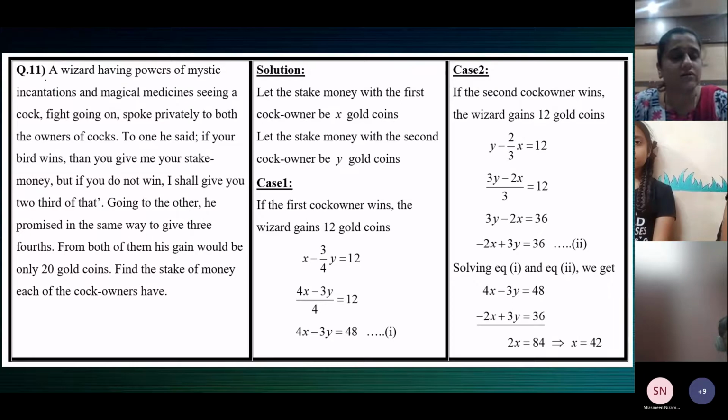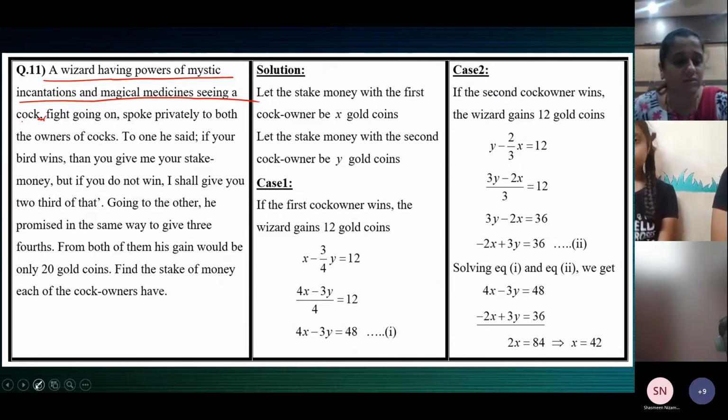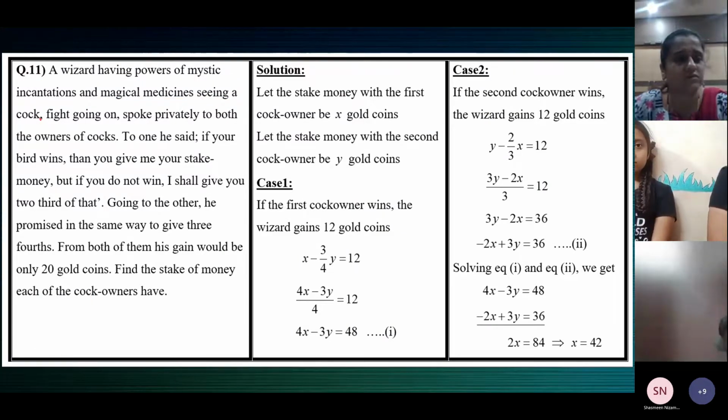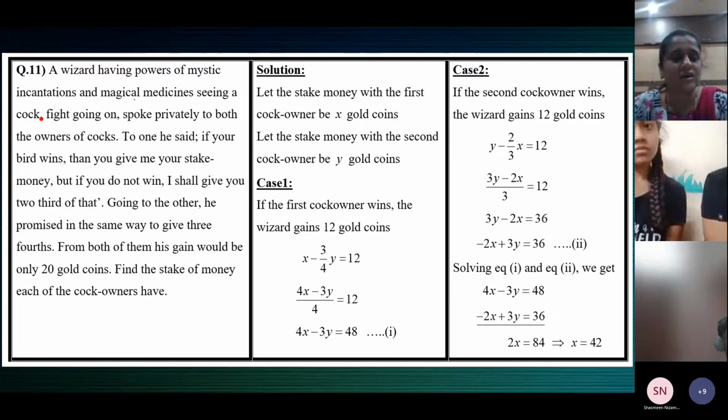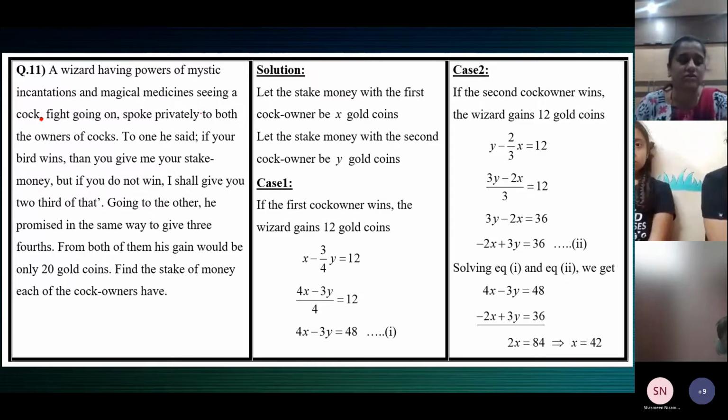Okay, so a wizard having powers of mystic incantations and magical medicines, seeing a cockfight going on, spoke privately to both the owners of the cocks. There's no comma here. To one he said, if your bird wins.